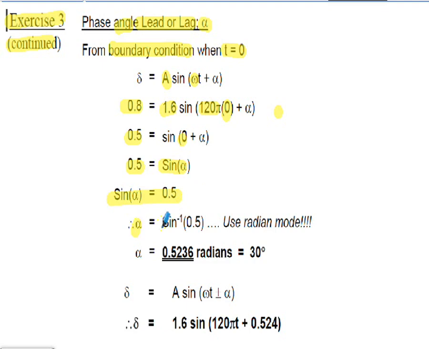To find alpha, we take the inverse sine of both sides of the equation. So inverse sine of 0.5, noting we must be in radians mode here. So the alpha angle comes out at 0.5236 radians. If you want that in degrees, you can convert it to degrees. It will be 30 degrees. So finally, our equation for delta in the form of A sine(omega t plus or minus alpha) is delta equal to 1.6 for the A, sine of 120 pi, the omega, times t, plus in this case 0.524 for the alpha.